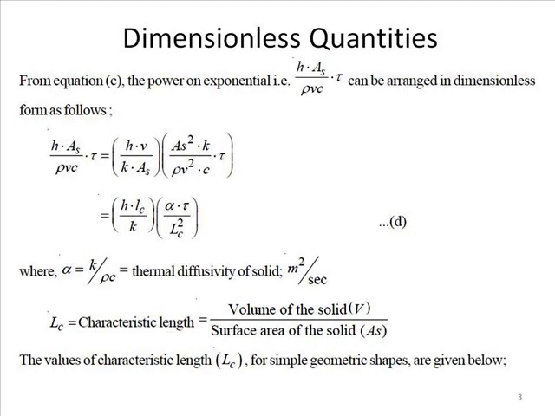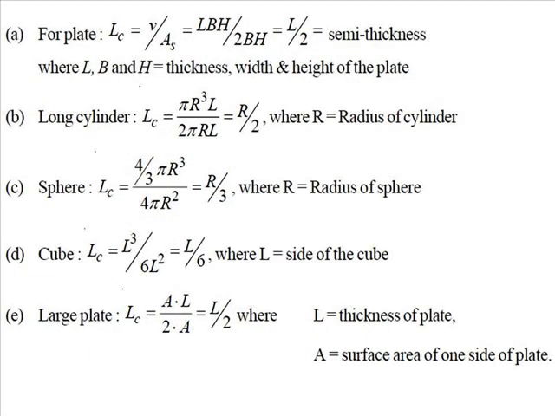Lc stands for characteristic length. This characteristic length is the ratio of the volume of the solid divided by the surface area of the solid, that is V divided by As. The characteristic length depends upon simple geometric shapes. For the plate, it is volume divided by surface area, that is LBH divided by 2BH, that is equals to L by 2, the semi thickness.